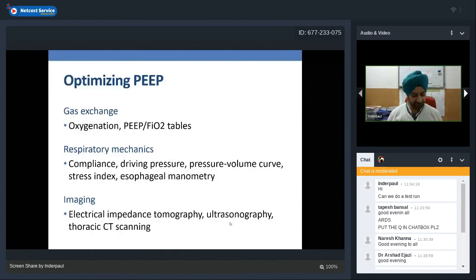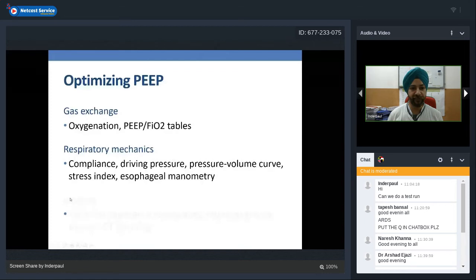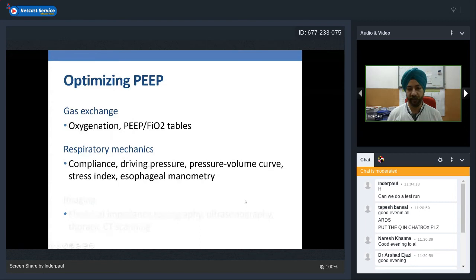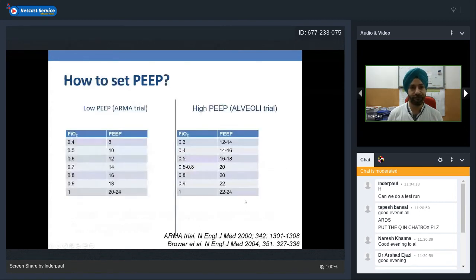And the other one is thoracic CT, which is not always possible. So I will not be talking about imaging at all. I will be mainly focusing on gas exchange and respiratory mechanics.